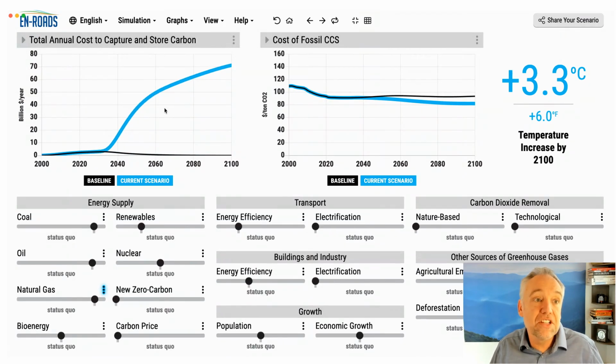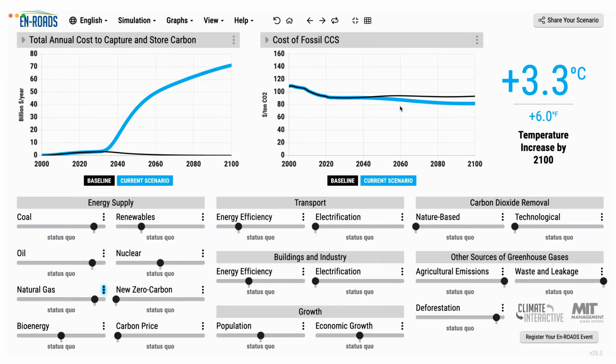The total cost to capture and store carbon under this scenario passes 30, 40, 50, 60, 70 billion dollars every year just to pay for this. The other thing we notice on the right, see the blue line only partially below the black line. The cost of fossil CCS doesn't drop very much because it has not a very ambitious progress ratio. It is 0.95. You only get a 5% improvement in cost for every doubling of cumulative installed capacity. It doesn't drop very much.